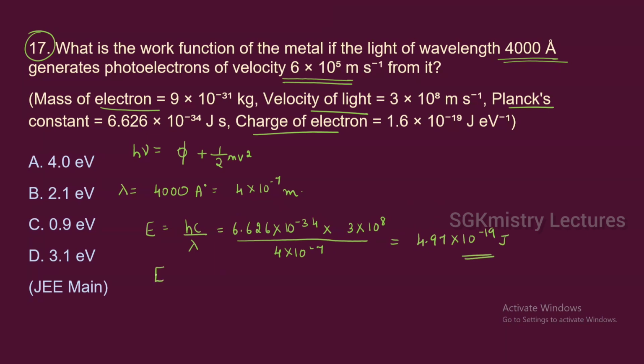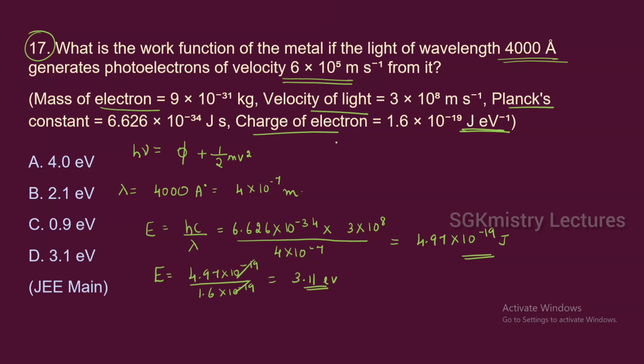So now we calculate the energy. We have 4.97 into 10 to the power of minus 19 divided by the charge on the electron, that is 1.6 into 10 to the power of minus 19. These both cancel out. We get 3.11 electron volt, because we need to find out the value in electron volt, and the charge of the electron, all of these are given in electron volt. So that's why this conversion is done.